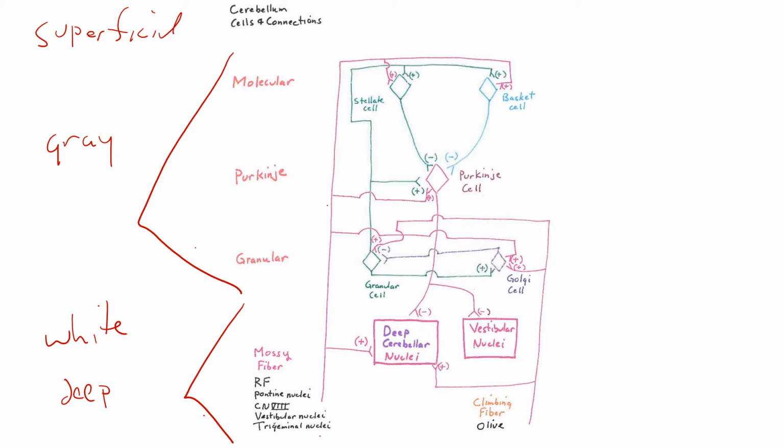And when we do that, the first thing I want to do is take the gray matter and divide it into 3 layers. Each of these 3 layers is going to be made up of very specific cells. So first of all, I want to just identify these cells.